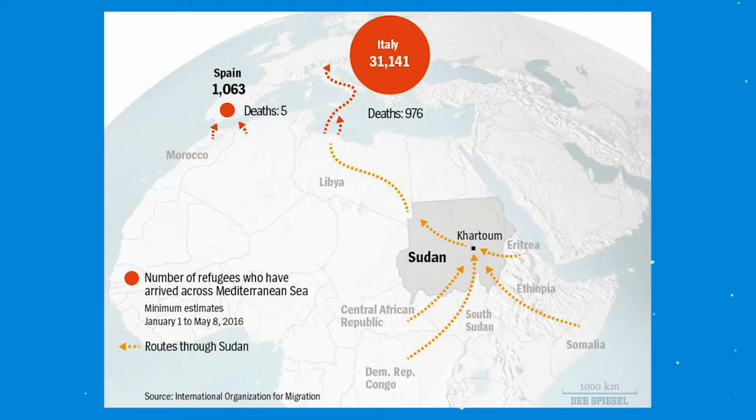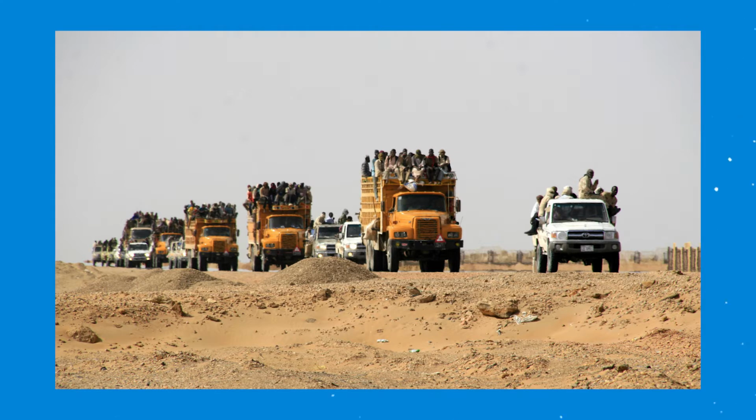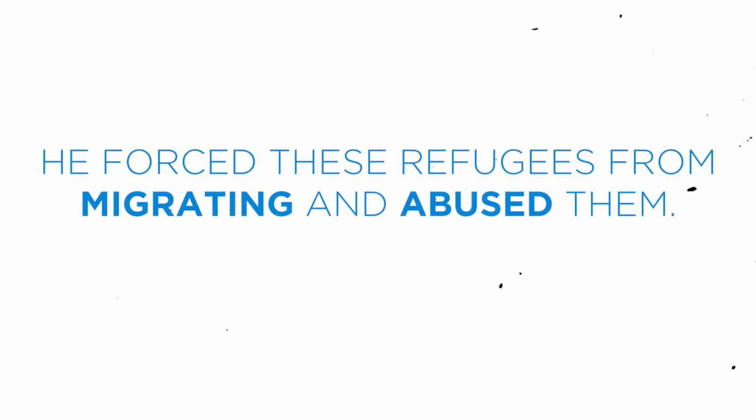It's not just Saudi Arabia that Hamiti has helped. The European Union's migrant crisis of 4 million displaced people led them to pay countries in Africa to redirect these migrants, including paying Hamiti to lead this border control. He forced these refugees from migrating and abused them.